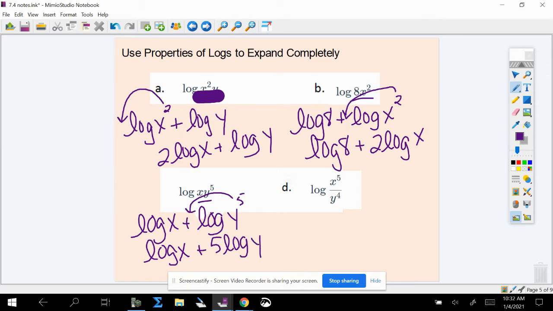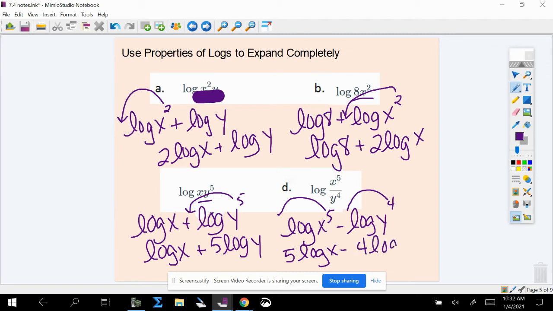The next one is a division. So when you're pulling apart division, when you're expanding division, you're going to use subtraction. So you're going to have the log of x to the fifth minus the log of y to the fourth, since it's divided. And then both of them have a power, so both of them are going to need that power brought out front. So you're going to have 5 log of x minus 4 log of y.